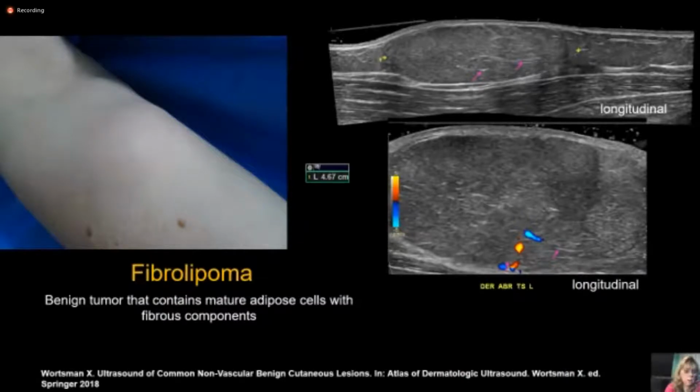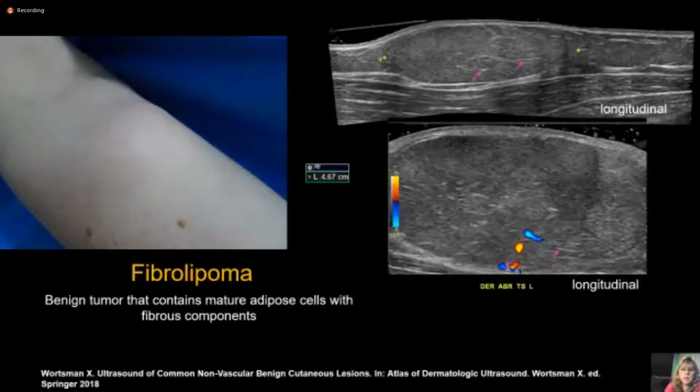Another solid lesion that could go to your office or clinic is the lipoma. One of the most common forms of presentation of lipoma is the fibrolipoma. This is a tumor that contains a mix of mature adipose cells with fibrous components, and lipomas are one of the most common soft tissue masses.